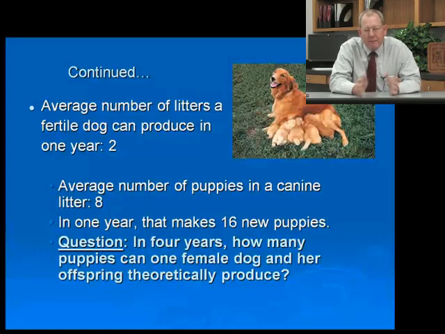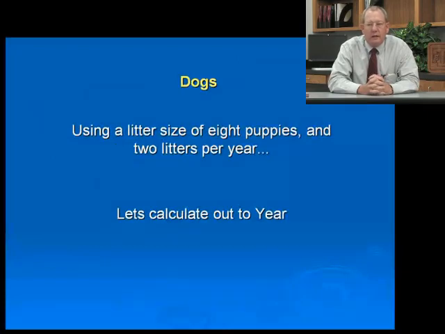So what would it be in 4 years? Let's take a few minutes and let you work through that math problem. Using a litter size of 8 puppies, and each female dog can have 2 litters per year, let's calculate out how it goes year by year through 4 years.